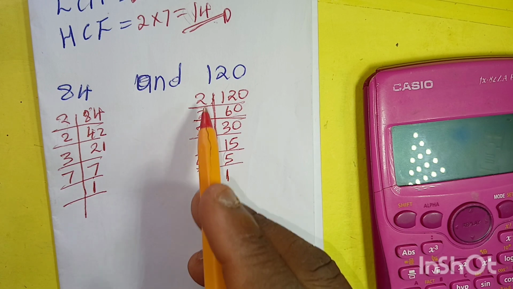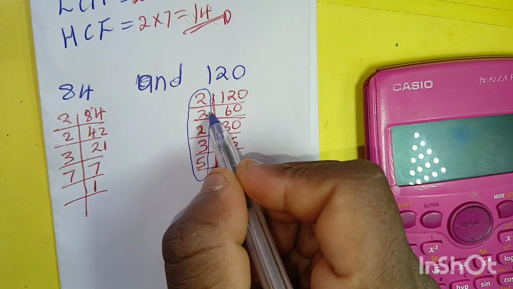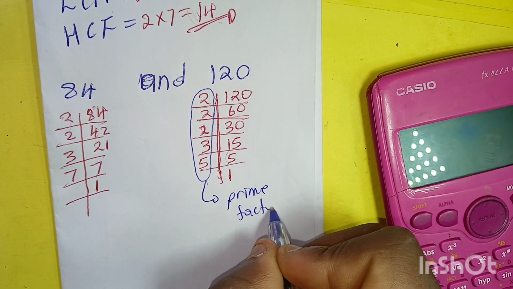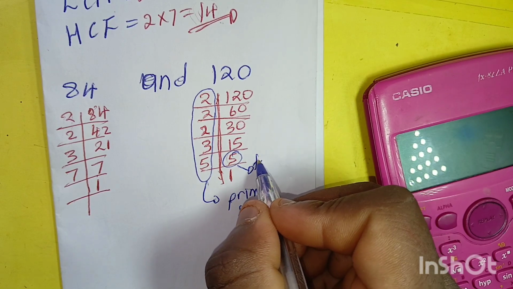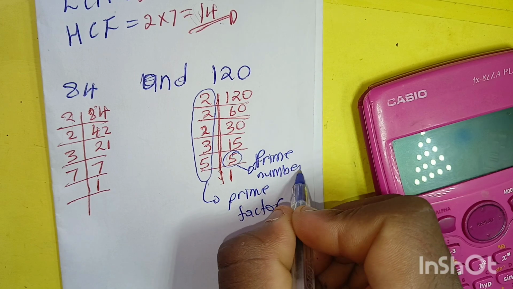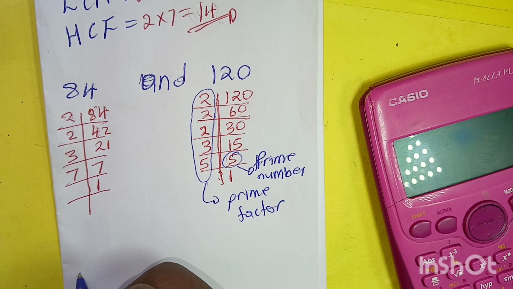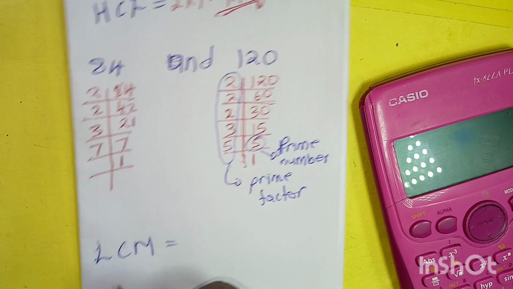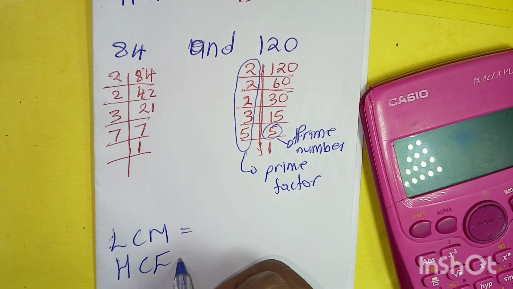Do you see? So all these ones are what we call the prime factors. And this one is what we call a prime number. Do you see? Yeah. So now we want to determine the LCM here, and the lowest and the highest common factor here.